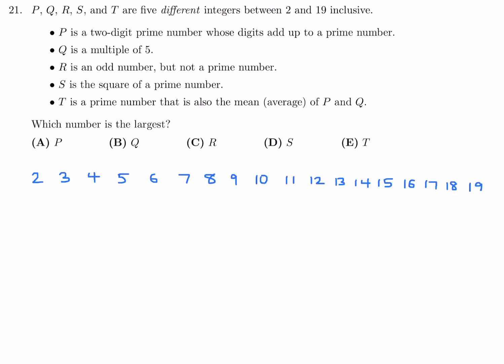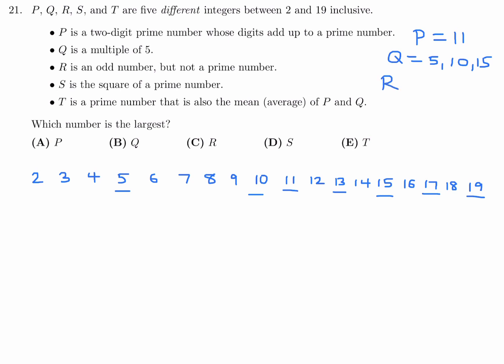P is a 2-digit prime number whose digits add up to a prime number. Well, let's first of all talk about which of these are 2-digit prime numbers. The 11, the 13, 17, and 19. Which of those has digits that add up to a prime number? 11 is 1 plus 1, which is 2, and 2 is a prime number. So P, immediately we figured out, is equal to 11. So there we go. Q is a multiple of 5. Okay, so Q's got a few choices. It can be 5, 10, or 15. So Q can be either 5, 10, or 15.